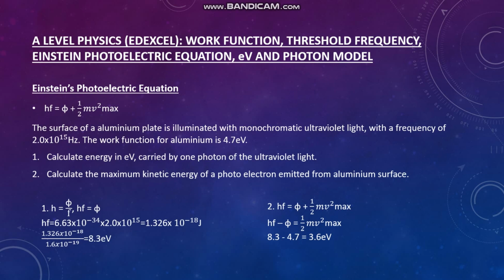And for part 2 of the question, we need to calculate the maximum kinetic energy of the photoelectron emitted from the aluminium surface. So we need to use hf equals phi plus 1/2 mv squared max. We need to rearrange to make the kinetic energy the subject of the formula. So we end up with hf minus the work function is equal to the kinetic energy. We've already worked out the energy in electron volts from the previous part, which is 8.3. So we do 8.3 minus the work function of aluminium, which is 4.7, and we end up with an answer of 3.6 electron volts.